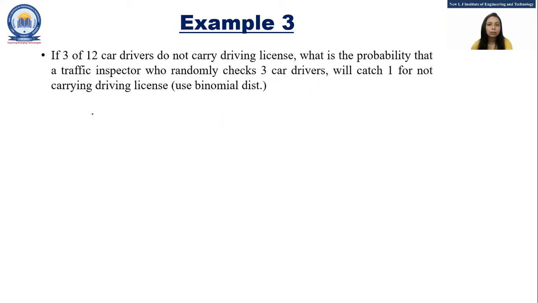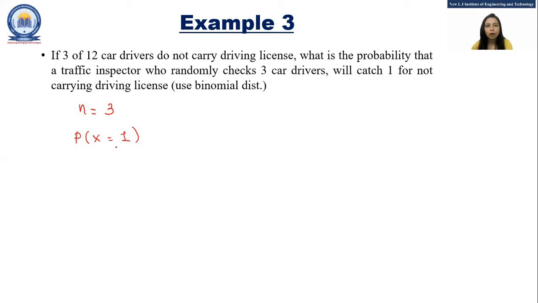Over here, it is already given that a traffic inspector randomly checks 3 car drivers. So from that, we can say the number of trials n is equal to 3. Here we want to find the probability that the traffic inspector will catch one for not carrying the driving license. So that is P of x equals 1, that is, the number of successes is 1.